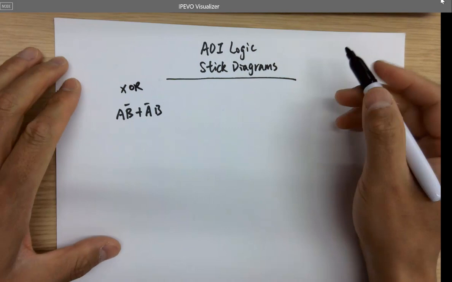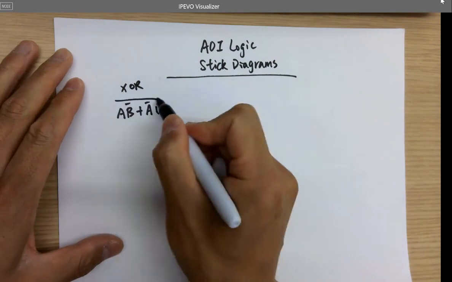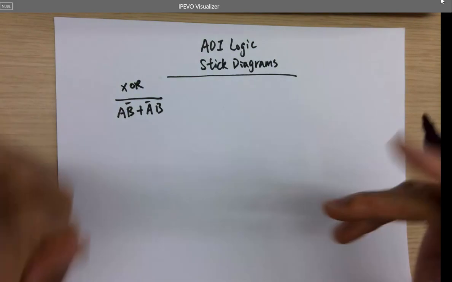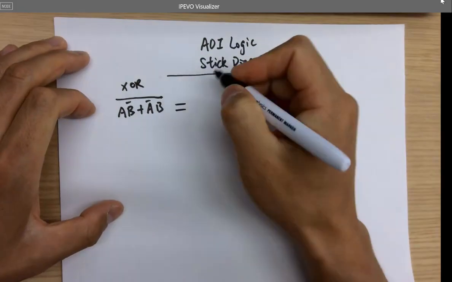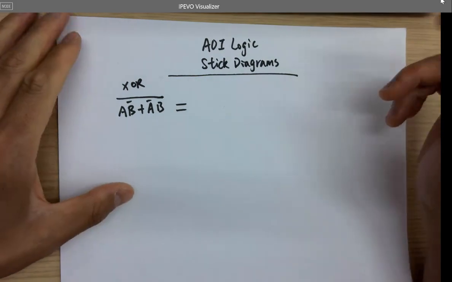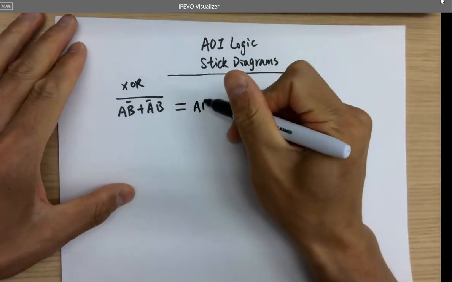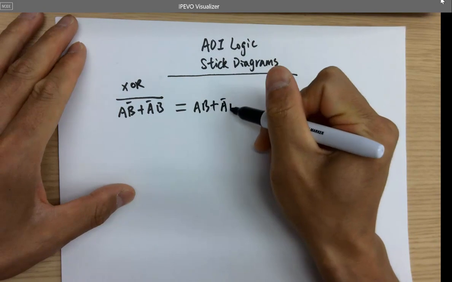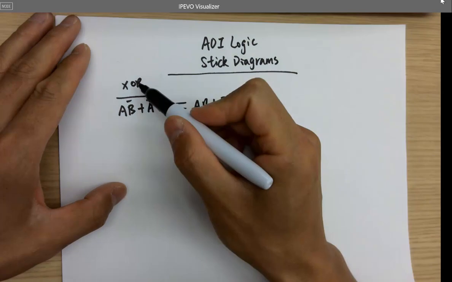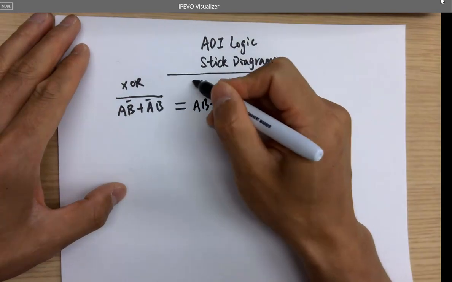Okay. Do you know that if you put a bar on XOR, it's XNOR? So what's XNOR logic? Do you know? A, B, or A not, B not. Okay, so this is called XNOR.